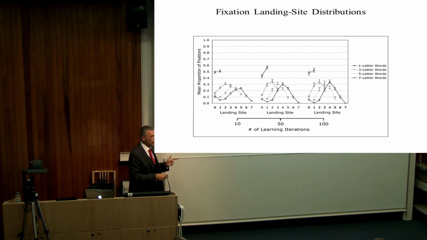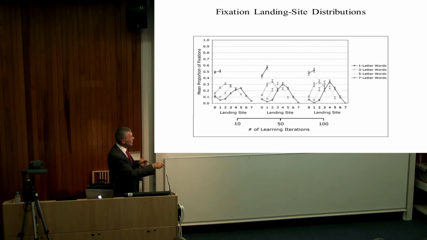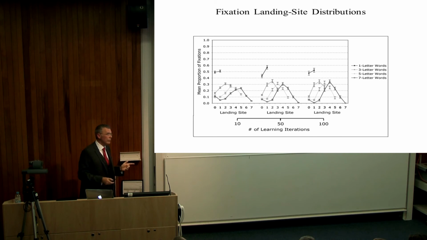And what you can see, there are 2 things to notice. One is the landing site distributions are centered on the words, which is consistent with what we see with human readers. The second thing to notice is that the distributions are approximately Gaussian in shape, which is again consistent with what we see with real people. Final thing to note is that the agents learn how to do this very quickly. So only after 10 iterations you can see that this behavior is starting to emerge.